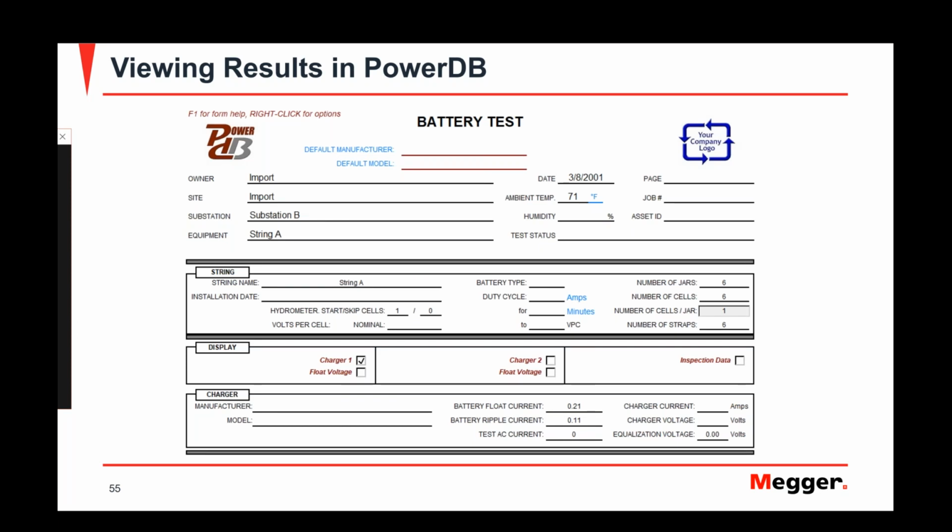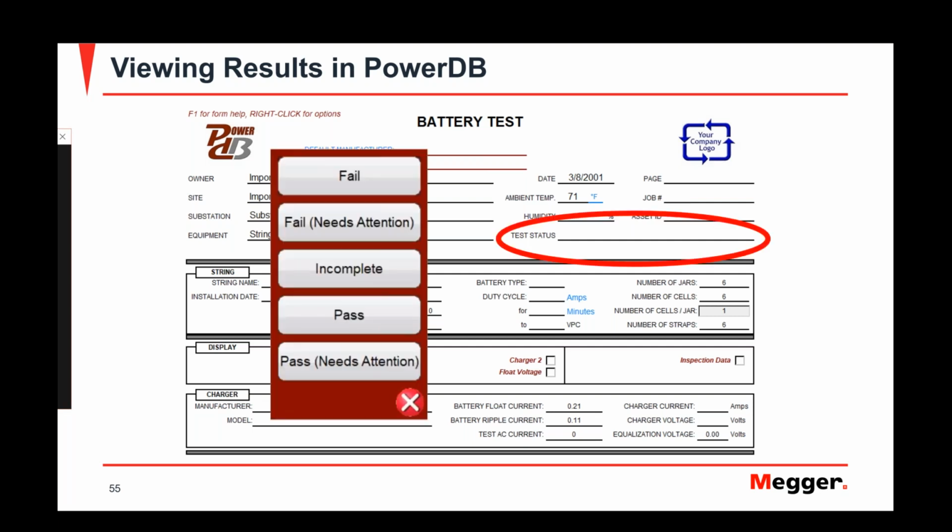And in this form, we can document the different information that we have, such as temperature and humidity, our job number, our asset ID for that piece of equipment. But also, we have the option to look at the status, the test status, where we can, if we do have a piece of equipment that hasn't passed, or it's failed or needs attention, we can document it here, and it's easy to access whenever we go back and look at our job report.